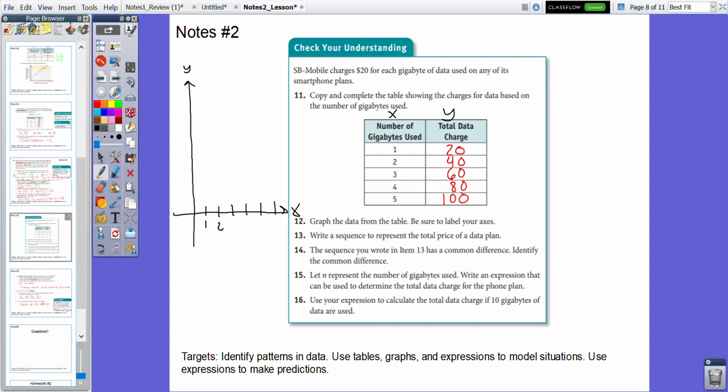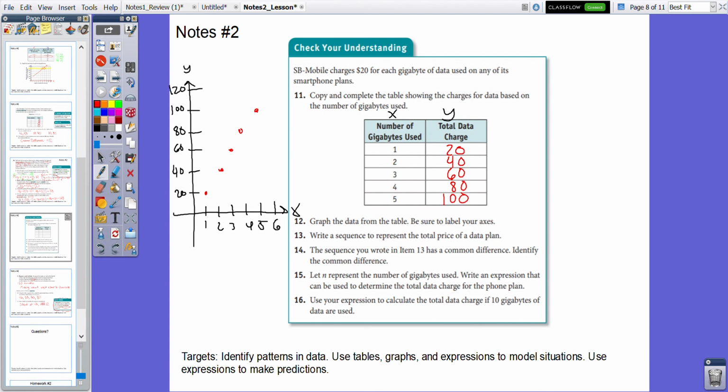So 1, 2, 3, 4, 5, 6. And then make every one of these hash marks worth, I would say, 20. Keep it simple. So 20, 40, 60, 80, 100, 120. And you can keep going. You have more space than I do on the margins here. But the graph should look something like this. So for 1 and 20, 2 and 40, 3 and 60, 4 and 80, and then 5 and 100.